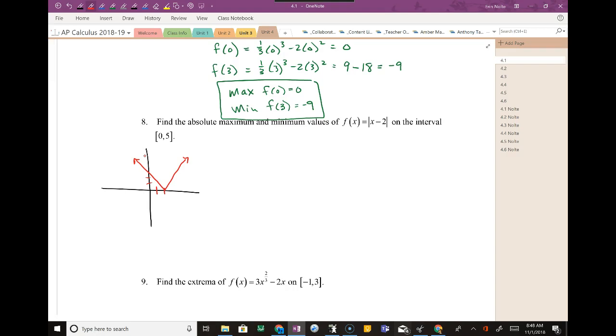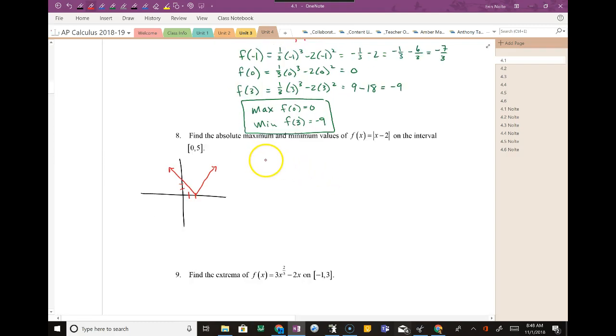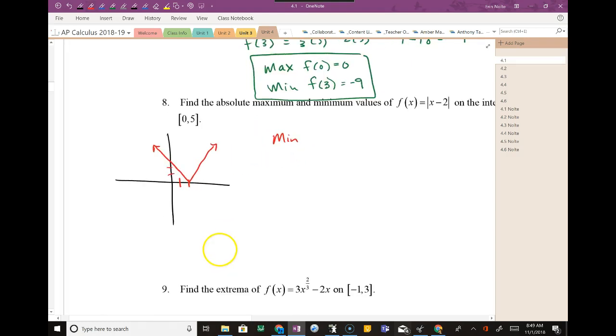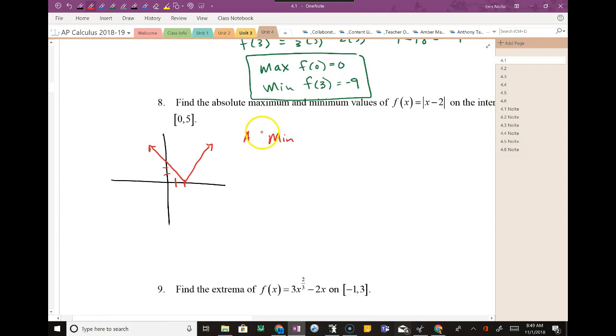But you can look at the graph and say, I definitely have a minimum of what? 0, at which x value? 2. So just by looking at that, I can say I have a minimum. And it says absolute, by the way, so an absolute minimum at f of 2 equals 0. Okay, and then how could I figure out the absolute max?